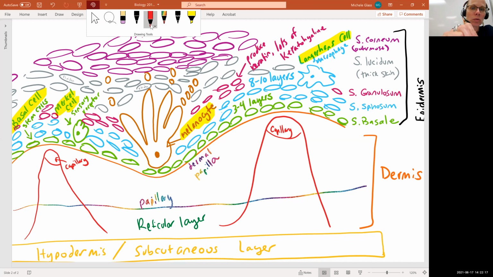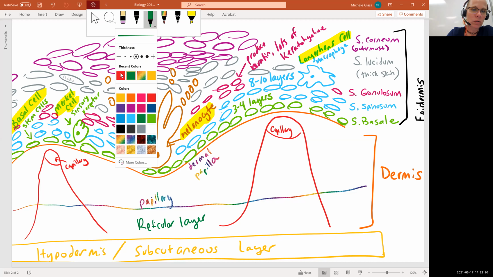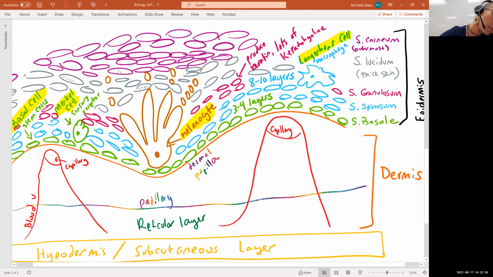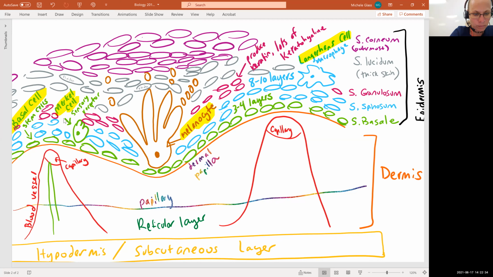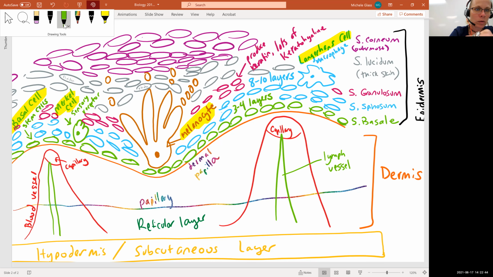We can show too our lymphatic vessels. Let me go ahead and label my blood vessel. And then I'm going to show in green a lymphatic vessel sticking up in here. And we'll label our lymphatic vessel. And then I'm going to get a yellow marker to show my innervation up to that Merkel cell that I drew earlier.